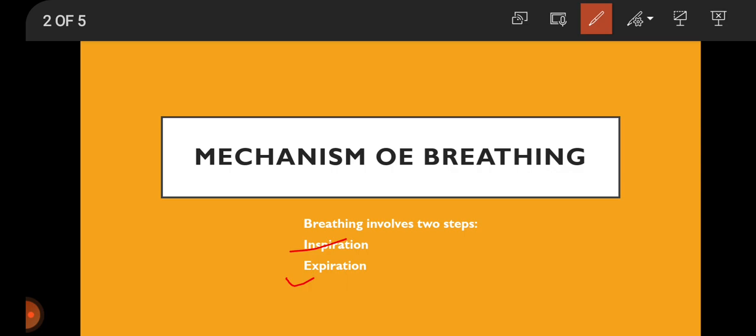Inspiration occurs when the intrapulmonary pressure is less than atmospheric pressure. That is, the intrapulmonary pressure is negative compared to the atmospheric pressure. While expiration occurs when the intrapulmonary pressure is higher than that of the atmosphere.